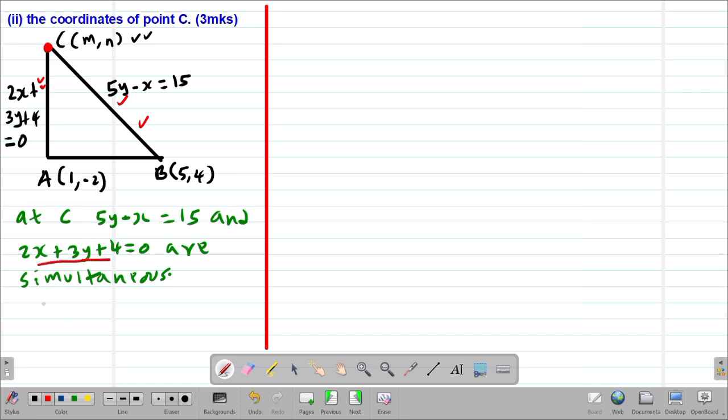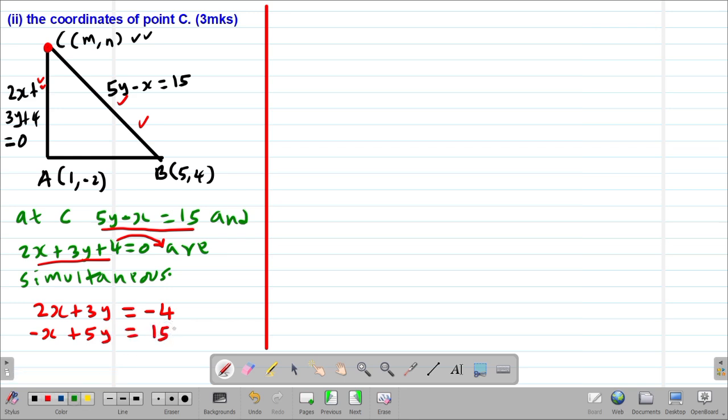I can rearrange it as 2x plus 3y. Then I'll take 4 to the other side, so that when it crosses the equal sign, it becomes negative 4, equals negative 4. I'll also rearrange this in the same format. So I'll start with negative x, then plus 5y, then is equal to positive 15.